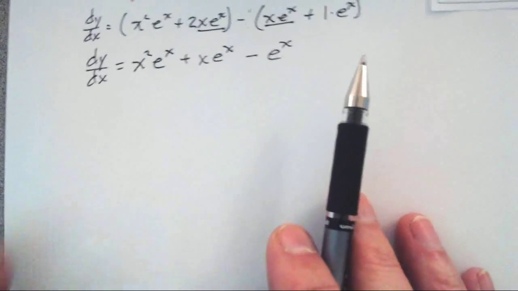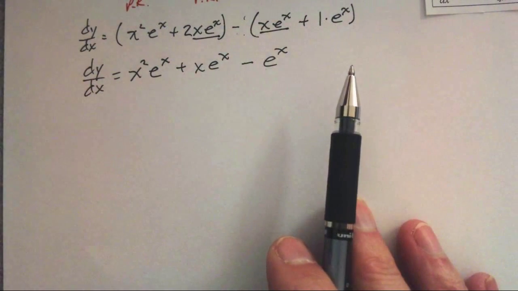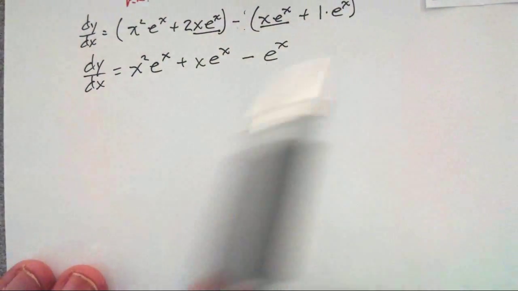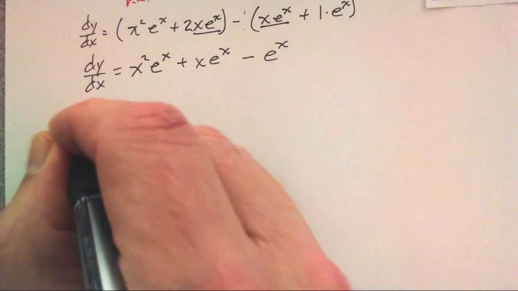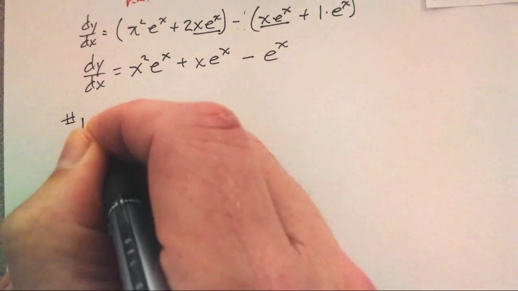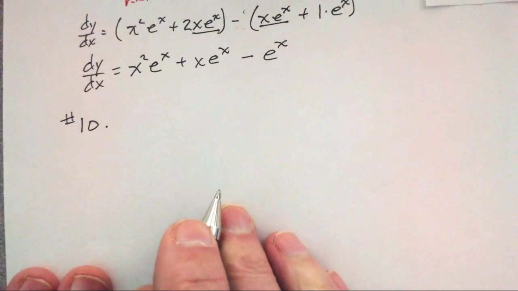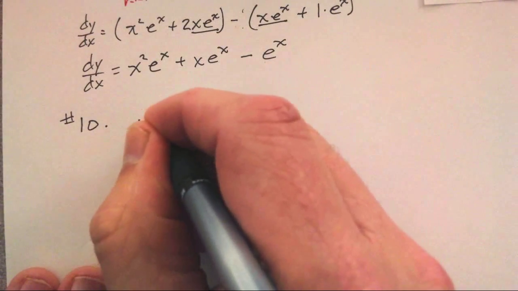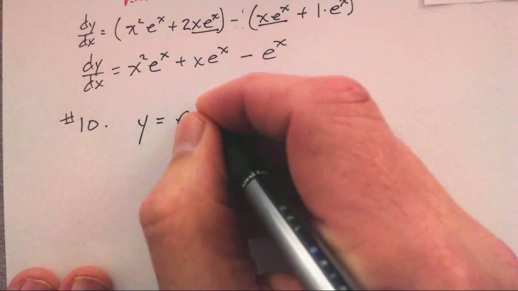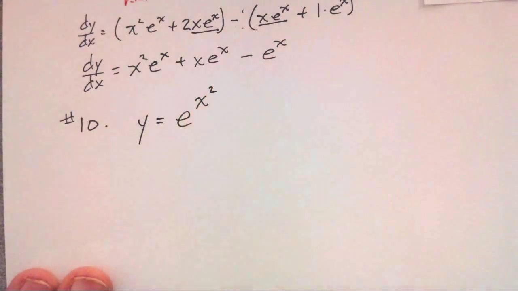Minimum. Okay, number 10. Try to get happier here. Number 10, just the thought of not distributing negatives just about makes my blood boil. Here we go. y equals e to the x squared.